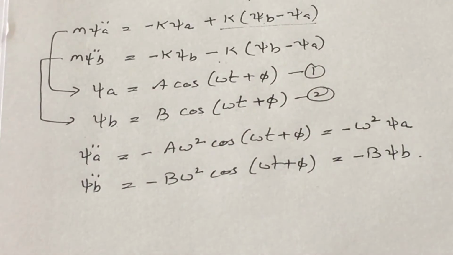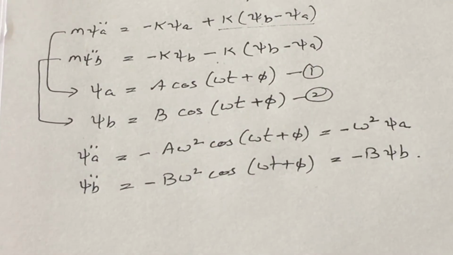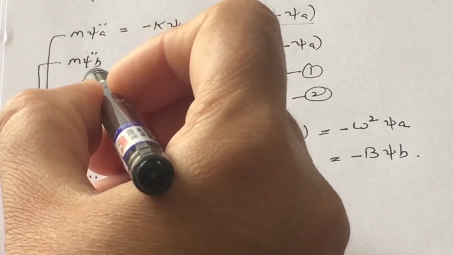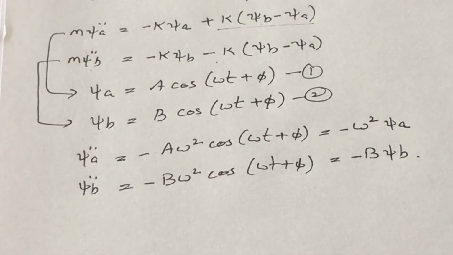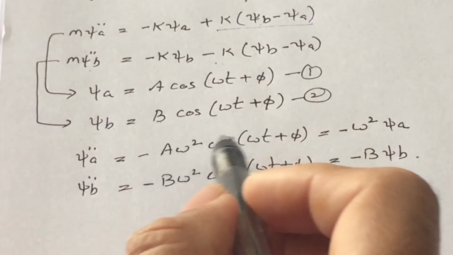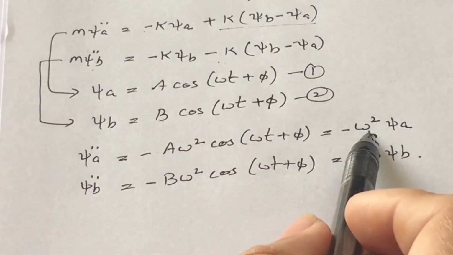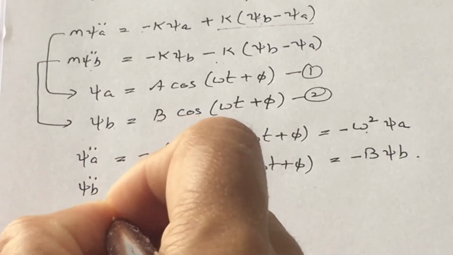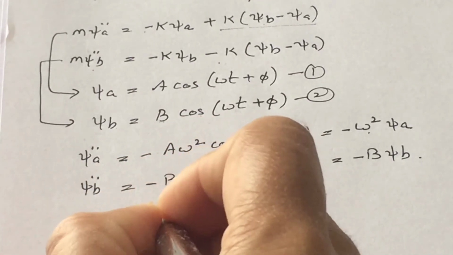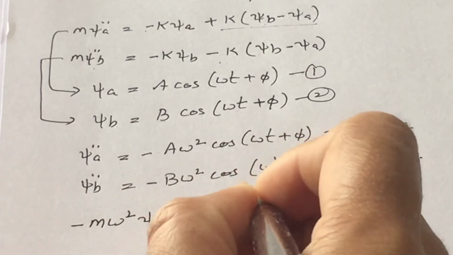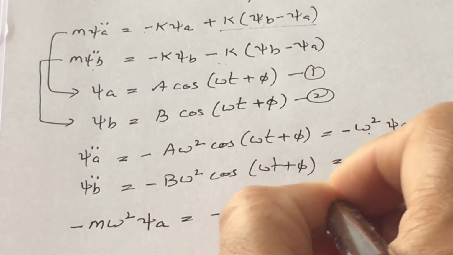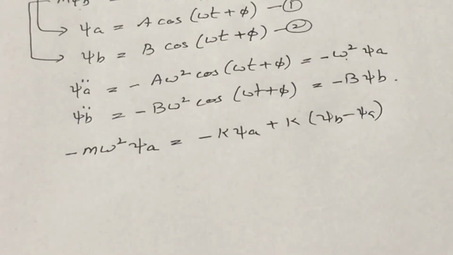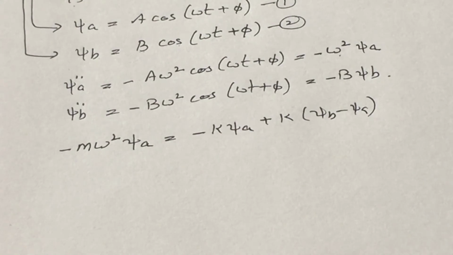Using these two values of acceleration of the first mass and second mass in this equation and this equation, we will get the ratio of psi a and psi b. Let us substitute the value of psi a double dot in the above equation. You will have minus m omega square psi a is equal to minus k psi a plus k times psi b minus psi a. Just simplify it in terms of psi a and psi b.